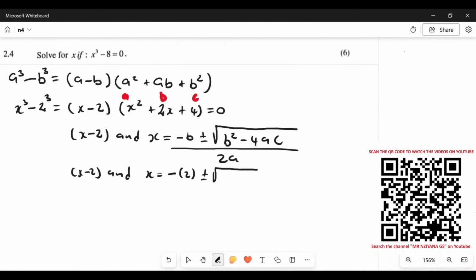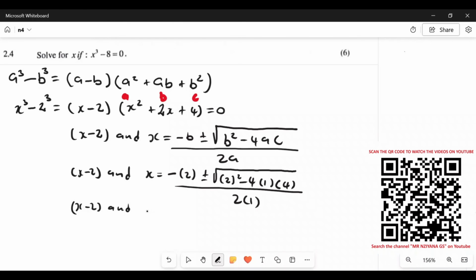Then inside there, we have b squared, so it's going to be 2 squared minus 4. And then a is a coefficient of x squared, which is 1 there. And then c is a constant, which is 4. All this is divided by 2 multiplied by 1. There we go. So you use your calculator, but before we do that, let's continue to drop x minus 2.